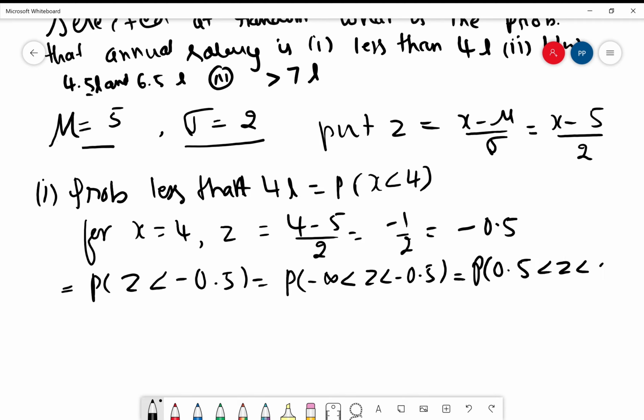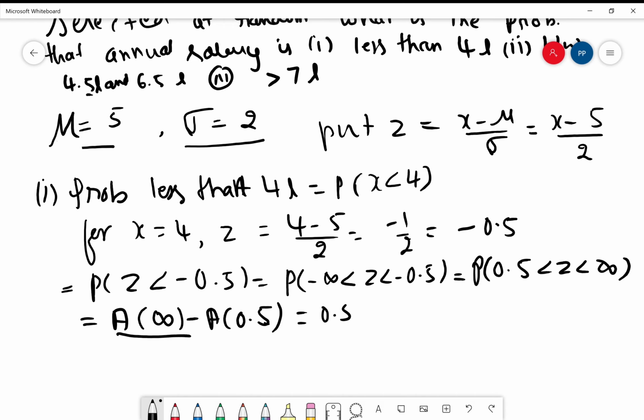Which equals the probability of 0.5 less than z less than infinity, which is equal to phi of infinity minus phi of 0.5. And we know that A of infinity is 0.5, minus A of 0.5, which from the table is 0.1915. Subtract, and you get 0.3085. That means the probability that an employee's salary is less than 4 lakhs is 0.3085.